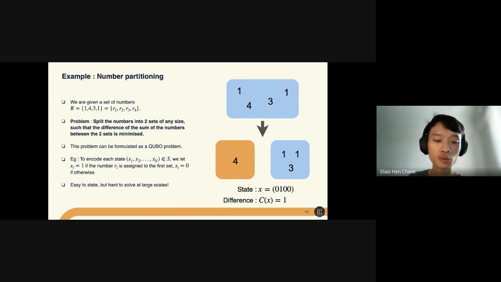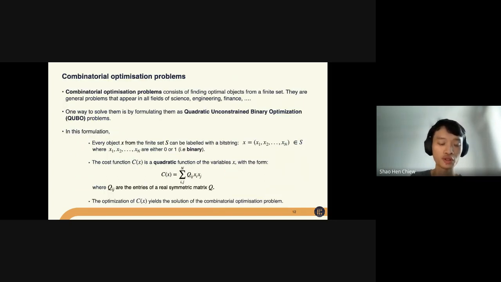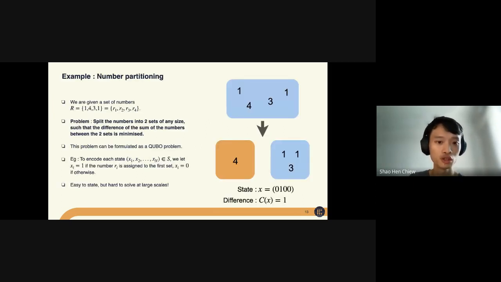Similarly, we will need to define a cost function that satisfies this quadratic constraint. But I won't do that directly here, but we can point you to some resources where the construction can be done quite easily. So this is an example of a combinatorial optimization problem. And it shares a hallmark, which is that it is easy to state, but really difficult to solve at very large scales.